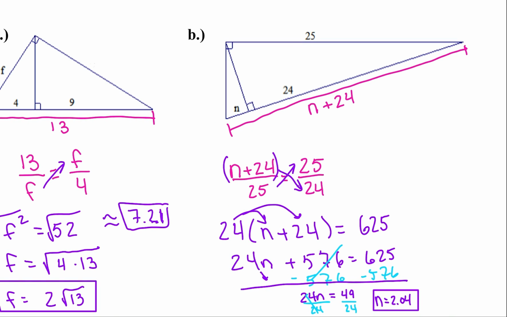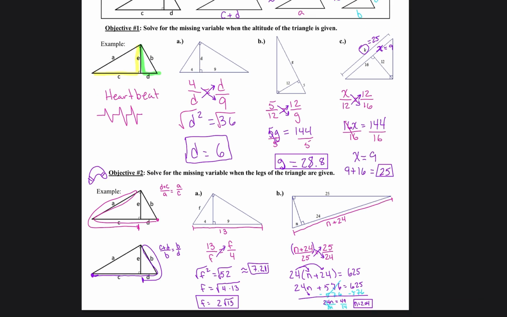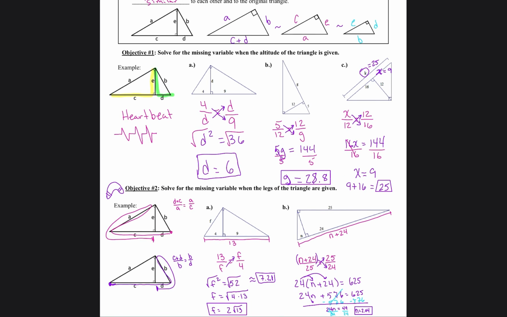And then we could put that in there. We could actually find the length of that hypotenuse if we wanted to, but it didn't necessarily ask us to do that. So hopefully that helps you out. Use the heartbeat method if it's inside. Use the boomerang method if it's outside, and you are all set.